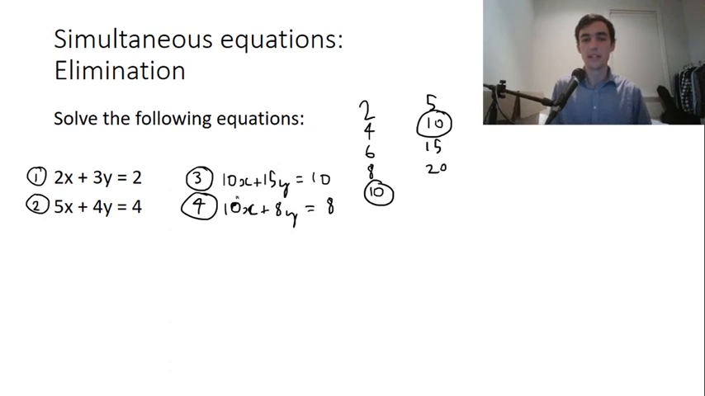So let's subtract the x's. 10x minus 10x is 0, so we get 0 here. 15y minus 8y, we get 7y. And 10 minus 8, we get 2. And I'm not going to keep going here. Well, we'll just solve the equation very quickly. Divide both sides by 7. And then we have y equals 2 over 7.